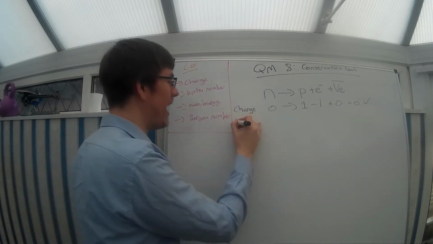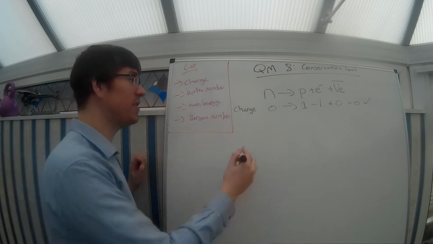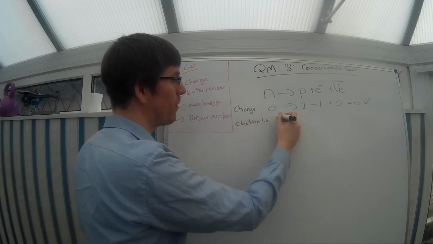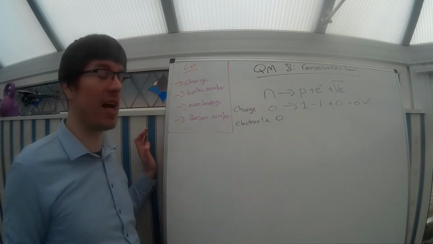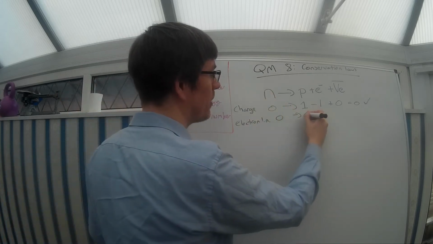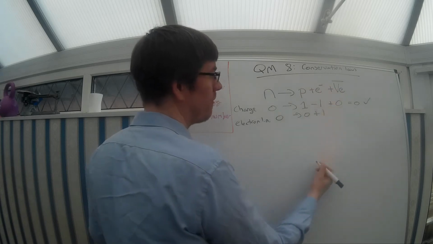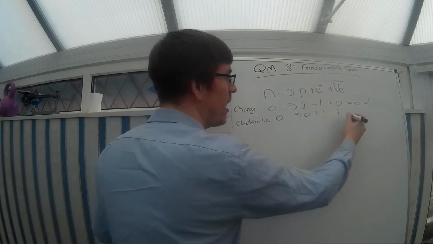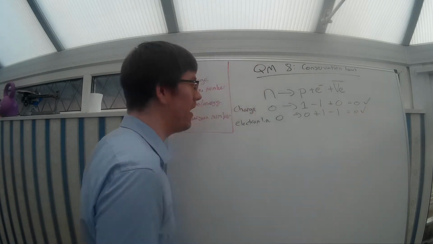Next, we've got lepton number. Now, there's no muons here, so we just need to check the electron lepton number. Before, again, we've got 0. Neutron doesn't have an electron lepton number, and that's going to 0 plus 1 for our electron, -1 because it's an anti-electron neutrino. That equals 0, so we're okay on that.